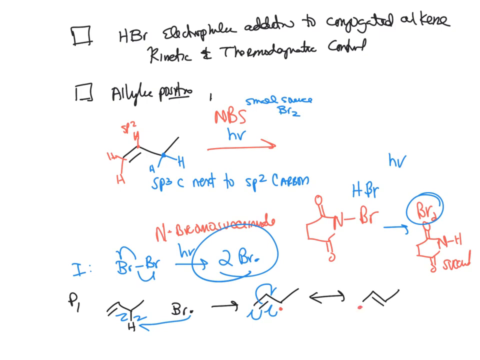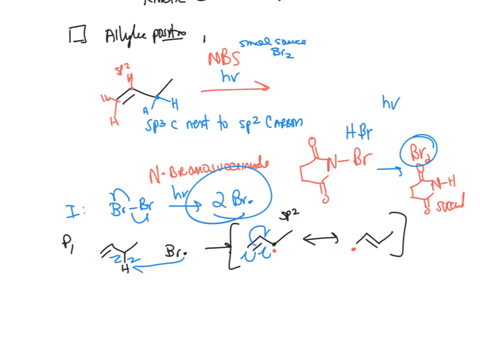Okay, so you do have resonance with this because now you have an sp2, sp2, sp2. The allylic radical is an sp2 carbon. The radicals are sp2 carbons, and so they can participate in resonance. Then what happens here is this would be your more stable free radical because it's a secondary allylic versus this is a primary allylic. And so then you can generate your Br.